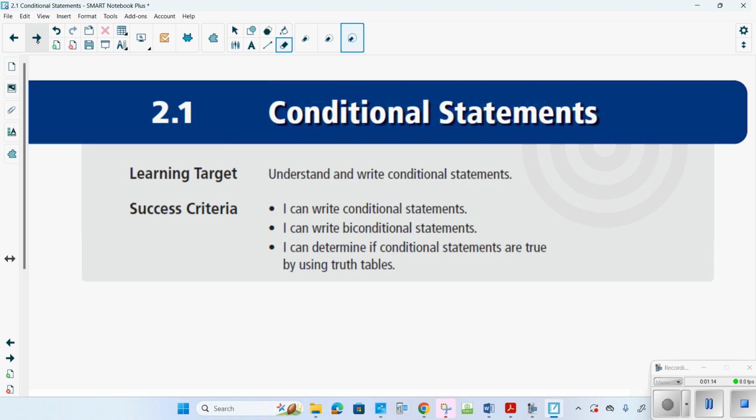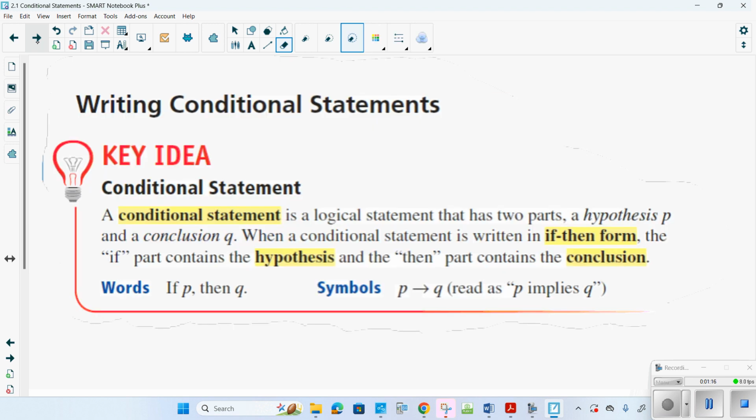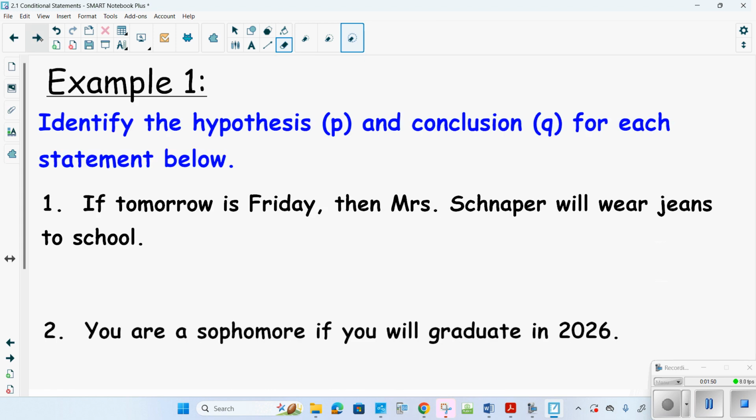Conditional statements. Today we're going to start talking about basically if-then statements. A conditional statement is a logical statement that has two parts: the hypothesis, known as P, and a conclusion, known as Q. When a conditional statement is written in if-then form, the if part is the hypothesis, and the then part is the conclusion. The symbol, and you want to really write this down, is P, then Q. Anytime we're doing a conditional statement, it's P, then Q. So the if part of the statement will be the hypothesis, and the then part of the statement will be the conclusion.